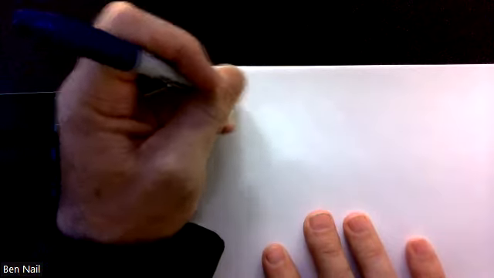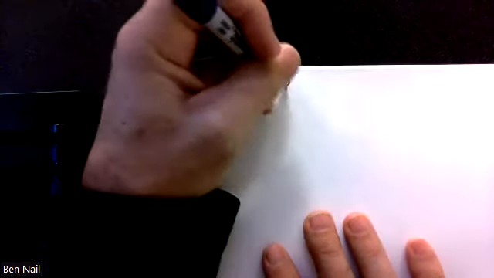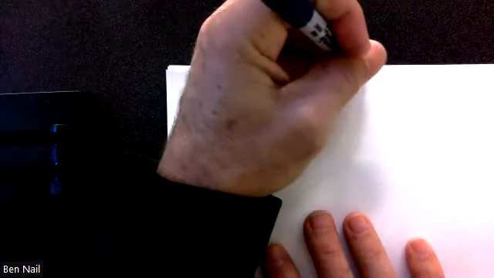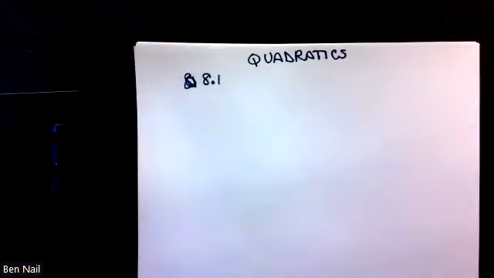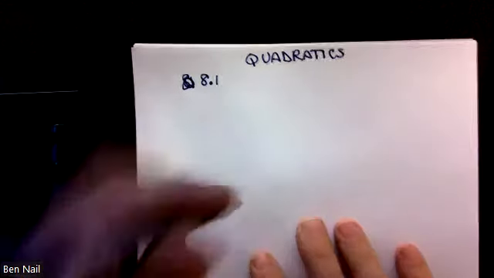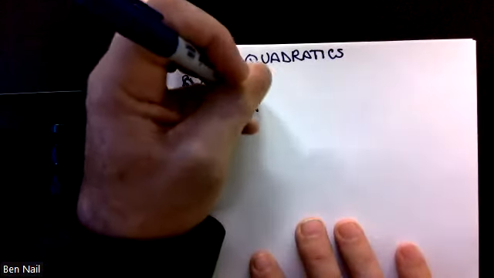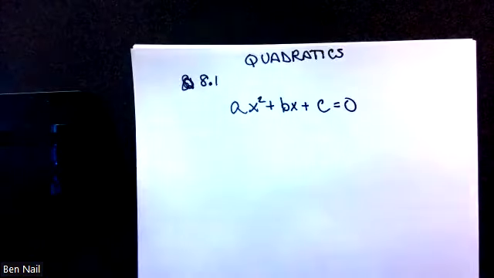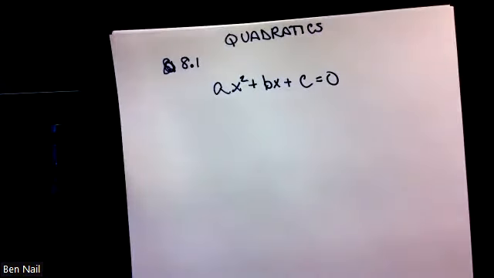Okay, this unit, again, we're going to cover 8.1, 8.2, and 8.5. Actually, all of chapter 8 is on what we call quadratics. A quadratic is any equation that can be put in the form ax squared plus bx plus c equals 0.